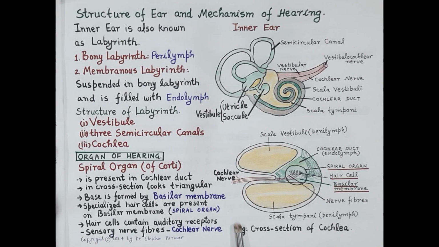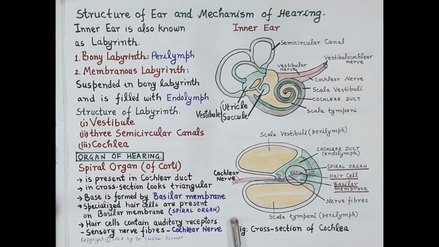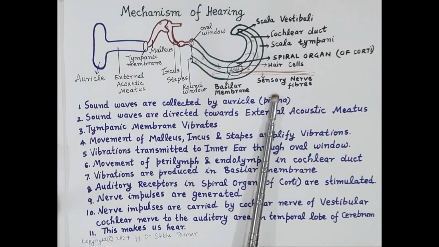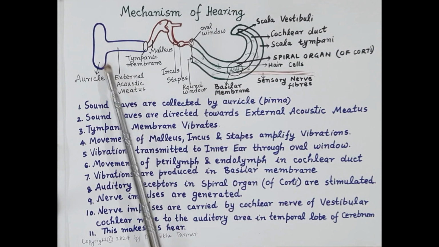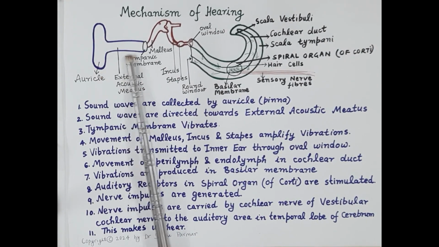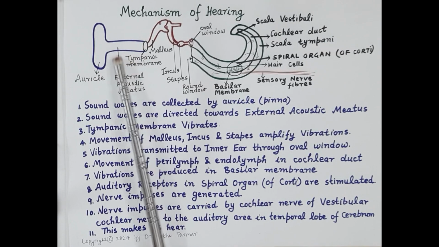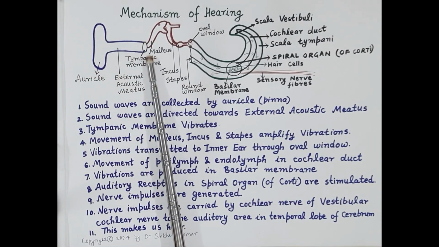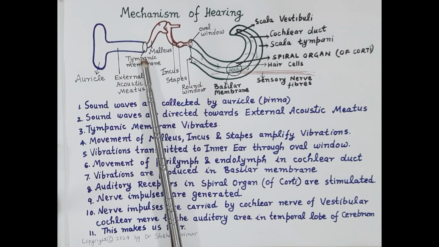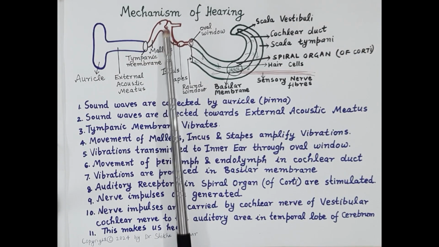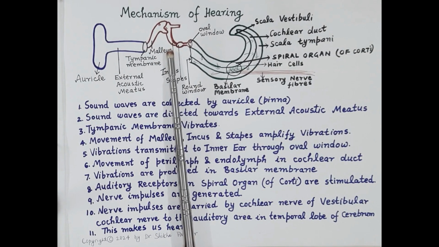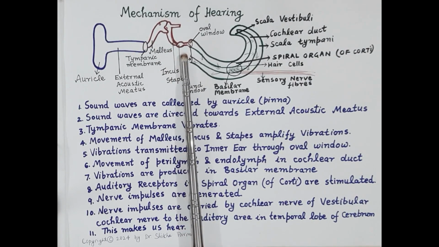Now, let us understand the physiology of hearing, that is, the mechanism of hearing. How do we hear the sound? Now look at this figure, it very nicely explains the mechanism of hearing. This is the auricle. This is the external acoustic meatus that runs from the auricle to the tympanic membrane. This tympanic membrane, as you can see here, is in contact with the malleus. Malleus articulates with the incus, and incus is connected to the stapes.